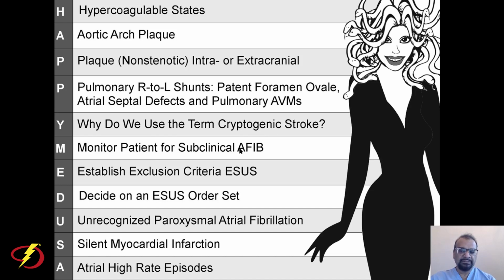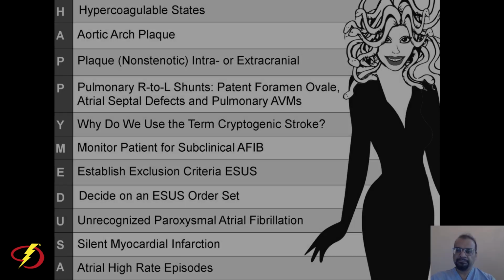That's often missed. There should be established exclusion criteria for ESUS at your institution. You should have an ESUS order set so we don't miss these different causes of ESUS. We have to consider things like silent myocardial infarction and atrial high rate episodes.